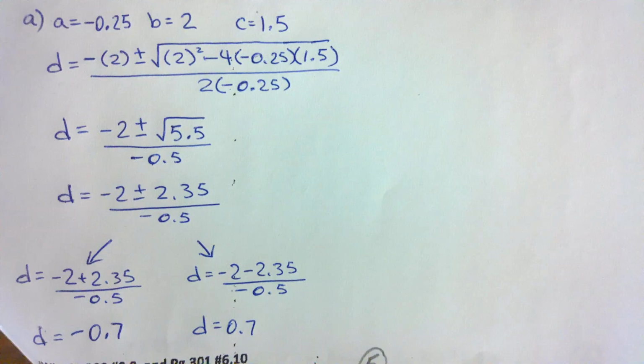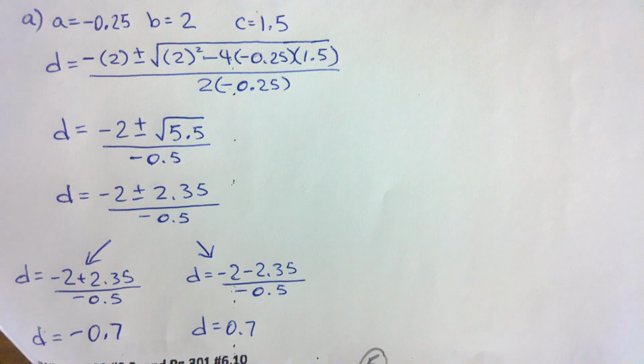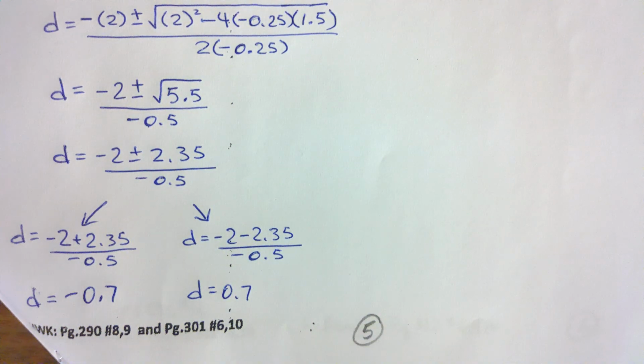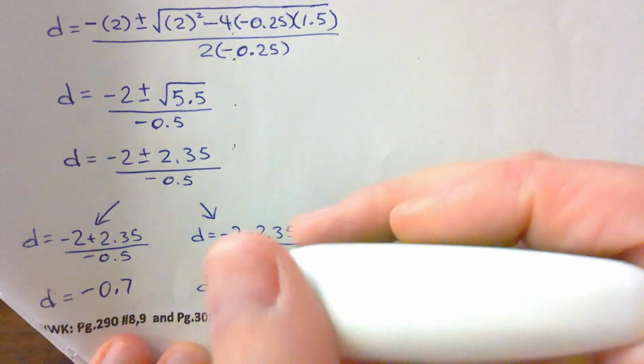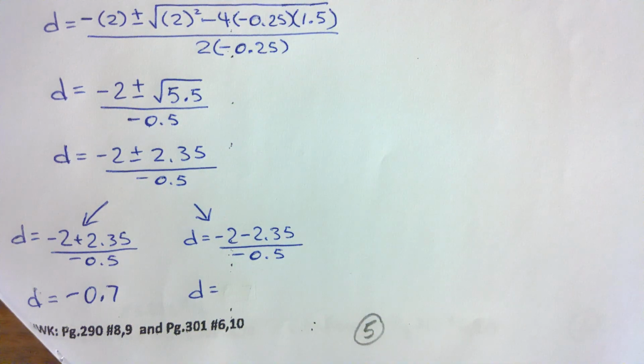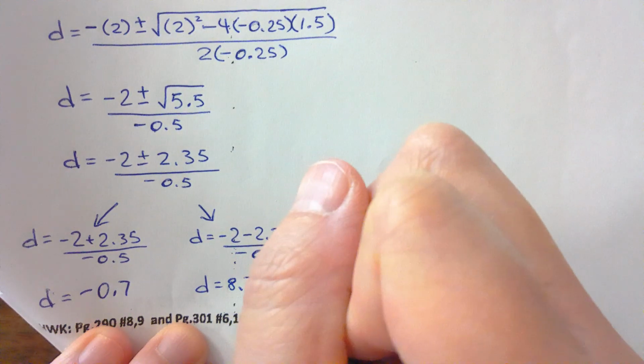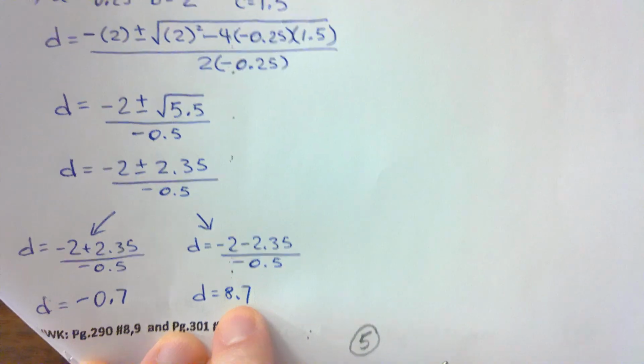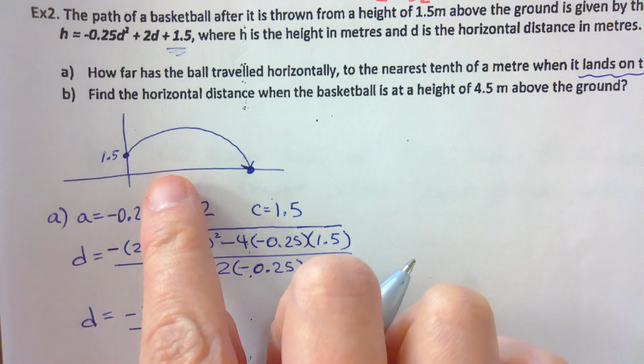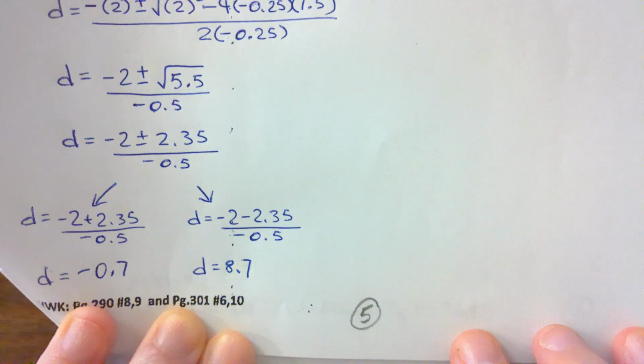Did I do something wrong? Yeah, I did something wrong. Yeah, it shouldn't be symmetrical. -2 minus 2.35 divided by negative 0.5. There we go. Yes. Okay. And how did I figure out I made a mistake? Because looking at this, I know it's not symmetrical. Okay. So a diagram does help.